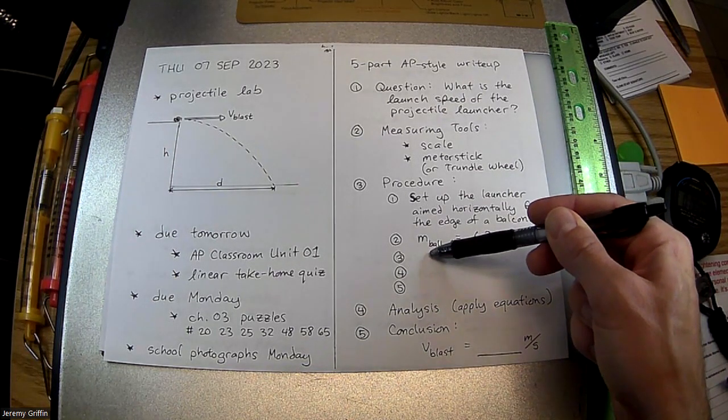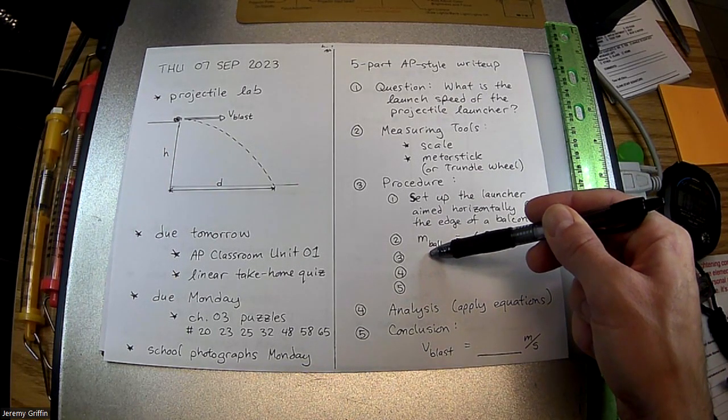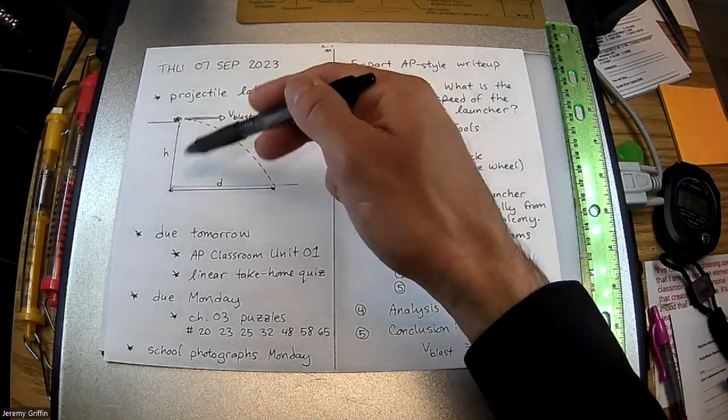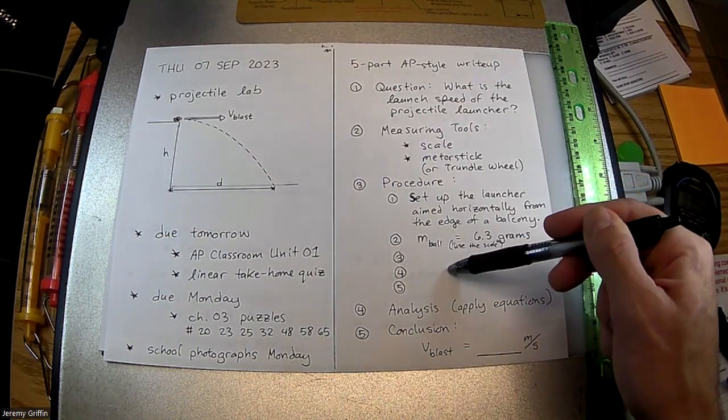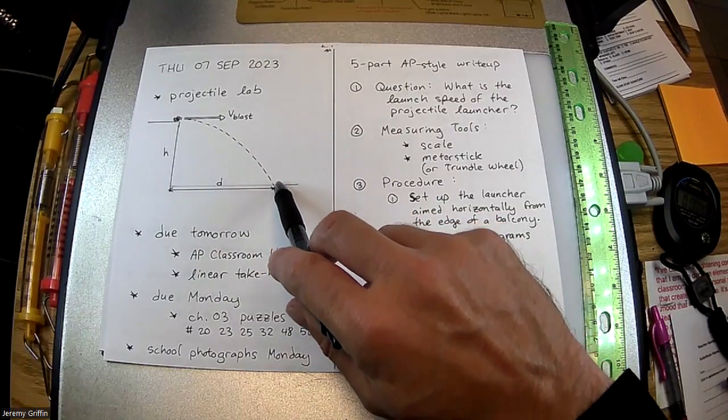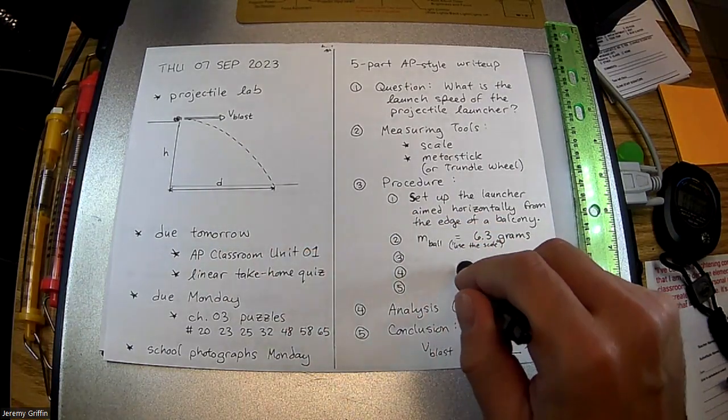Ooh, I bet I have to measure some other things. What are some other things do you think you have to measure? Use the meter stick to measure the height of the balcony. Use the meter stick also to measure the horizontal displacement that the ball lands, right? You can spot where it lands. Or maybe the trundle wheel, if you like.